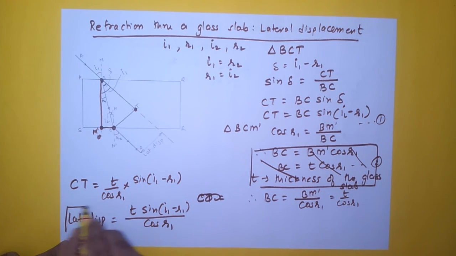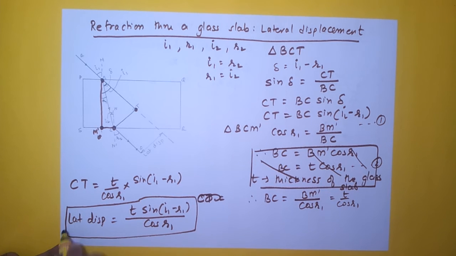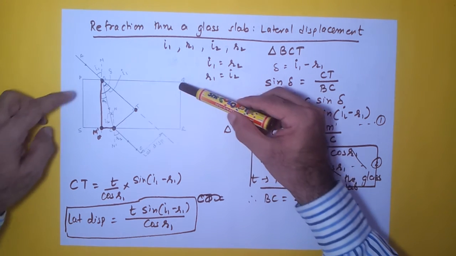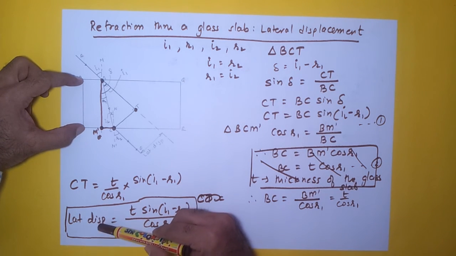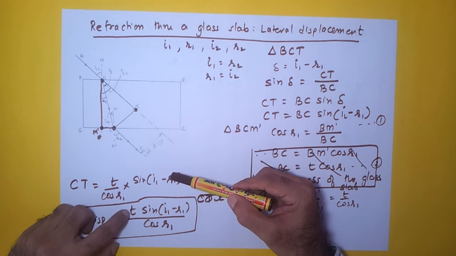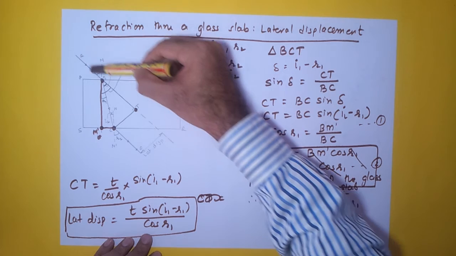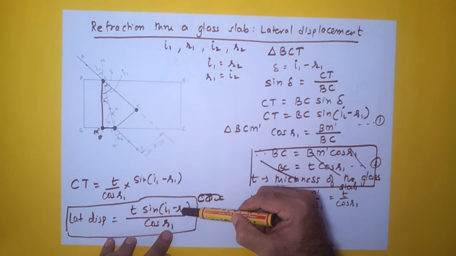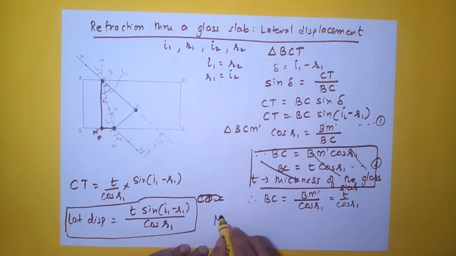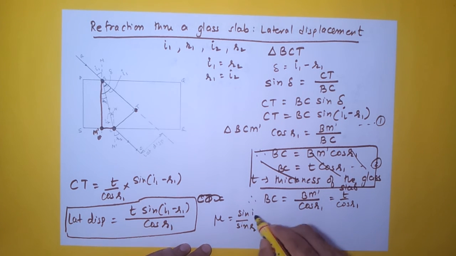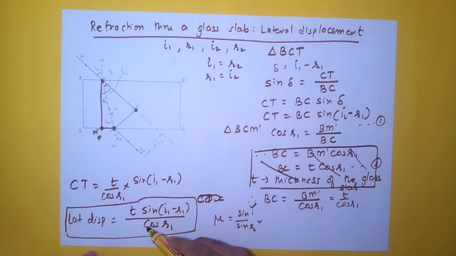So I get this equation for lateral displacement, and as you can see over here, if I know the thickness of the glass slab, T is known to us, right? If I know the angle of incidence, I can find out R1 from the formula mu is equal to sine I upon sine R. So if I know I and if I know mu, I can find out R1. I'll get all these quantities, and I will be able to find out lateral displacement.